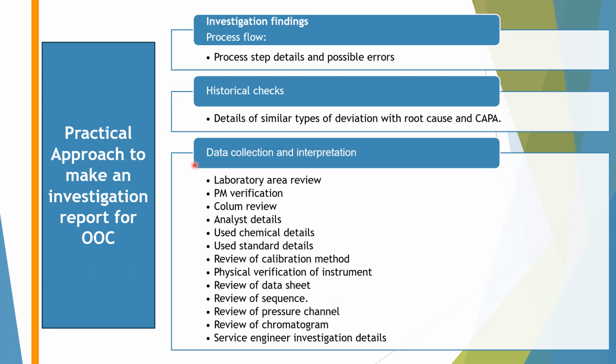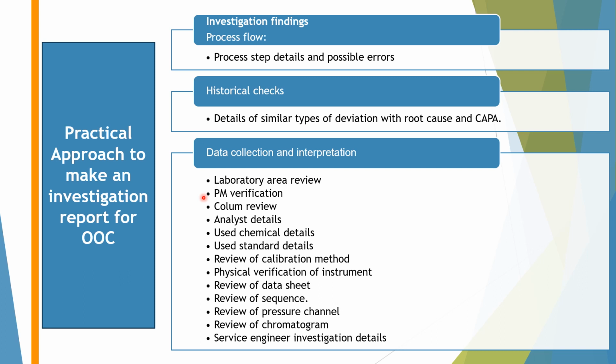Next is data collection and interpretation, right? Here I am explaining based on the out of calibration result observed in a particular test and what the possible situations are, right? Based on the situation, your investigation may change. Here I am explaining just for understanding purposes, right? The first is laboratory area review. You need to check the temperature and relative humidity criteria for the laboratory, that is, that your calibration is performed under controlled conditions, right?